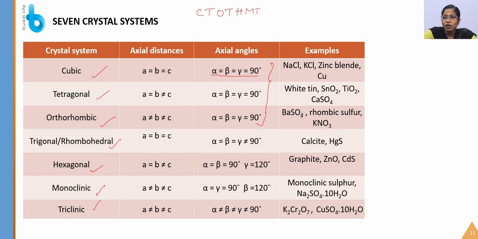And then these are the examples of the 7 crystal systems. They may give the example and ask you to identify the type of crystal, or they can give the crystal system and ask you to answer the example for that. So these are the axial distances and axial angles. Try to remember, this can be asked in your 1 mark questions.